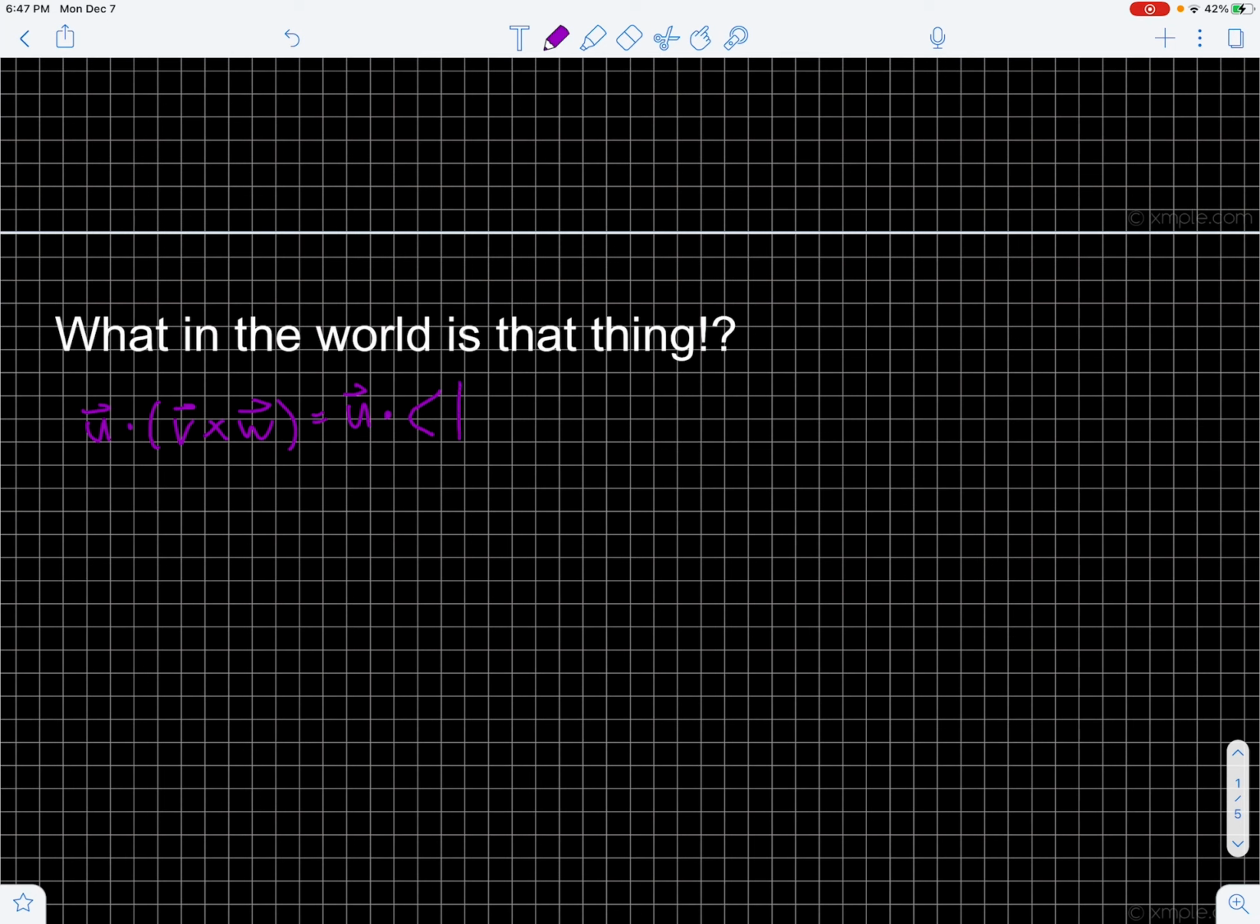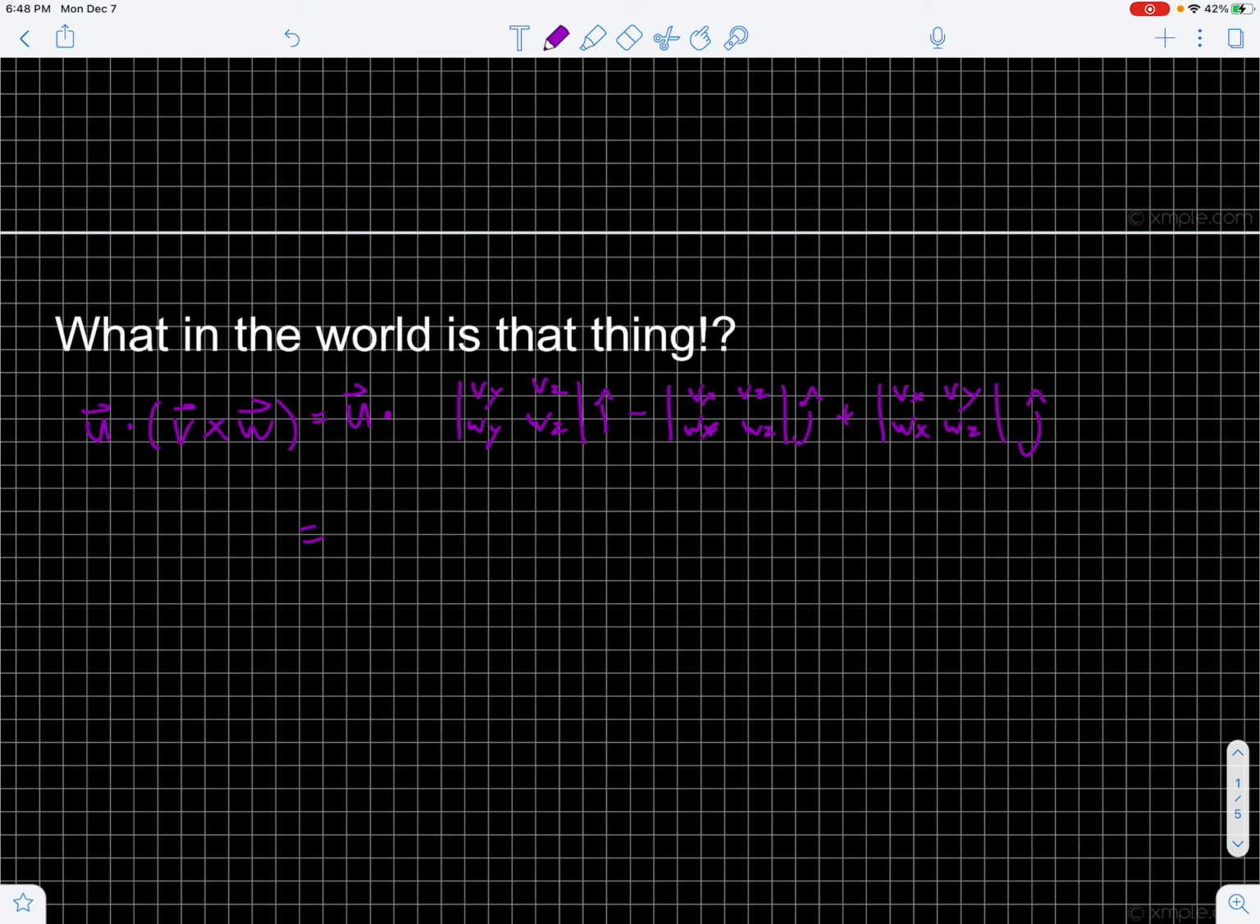and you guys can verify me on this. I'm just going to go ahead and copy this out of your book. The determinant of vy vz, wy wz, i hat, minus the determinant of vx vz, wx wz, j hat, plus the determinant of vx vy, wx wy, k hat.